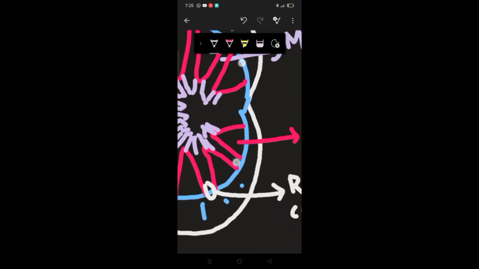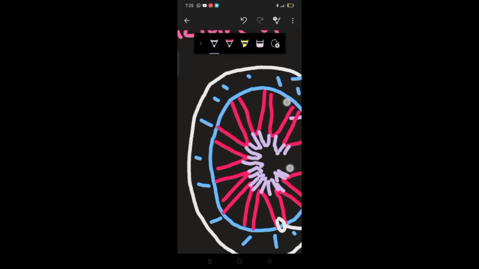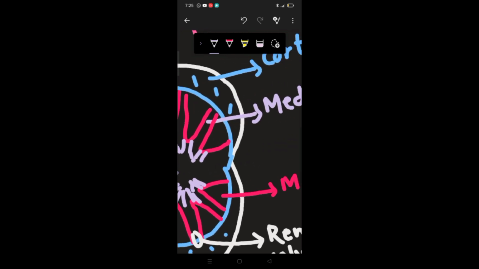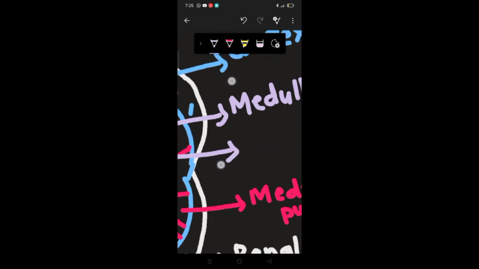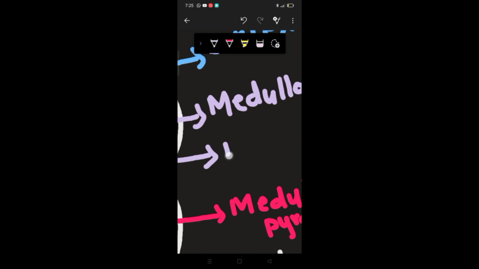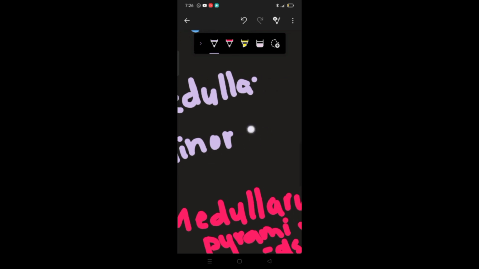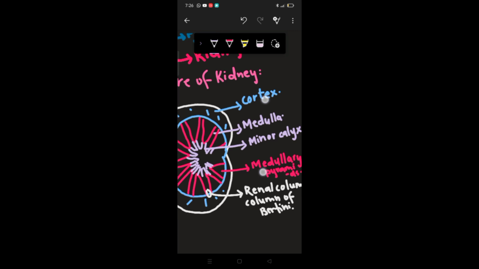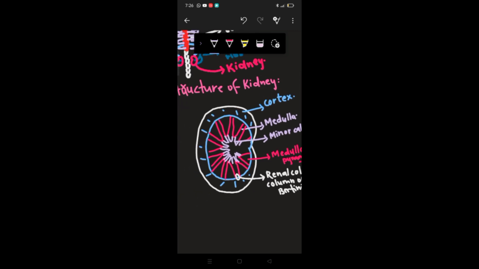And these are known as minor calyces. So I should write this here. These are known as what? These are known as minor calyx because these are smaller. These are small, that's why these are known as minor calyces.